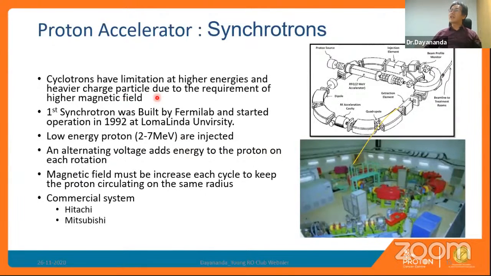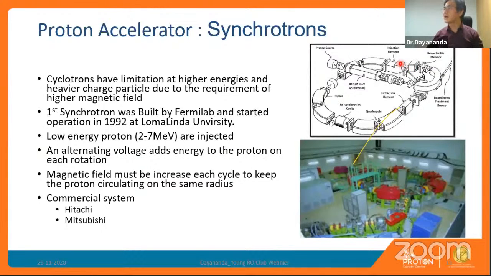This can be overcome by distributing the magnetic field over a bigger diameter, in smaller components, and this is done in a synchrotron. The first synchrotron was designed at Fermilab, and this was installed at Loma Linda University for the treatment of cancer. In a synchrotron, first of all, you require a linear accelerator. I have a proton source over here, and this proton source is accelerated inside this linear accelerator up to an energy of 2 to 7 MeV, depending upon the design of the synchrotron. These 2 to 7 MeV protons are then accelerated in a circular fashion, and each time the proton completes one rotation, it gains energy.